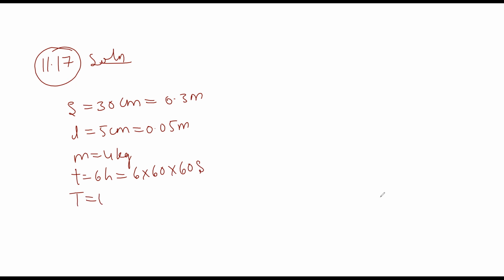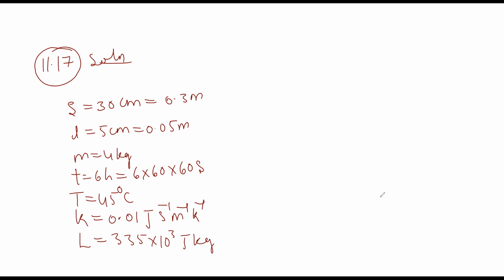So outside temperature, let us consider T is equal to 45 degrees Celsius. Coefficient of thermal conductivity of thermocol, let us consider K is equal to 0.01 joules per second per meter per Kelvin. Heat of fusion of water, we are considering L is equal to 335 into 10 to the power of 3 joules per kg. In the question itself they have given. So let M be the total mass of the ice that melts in 6 hours.